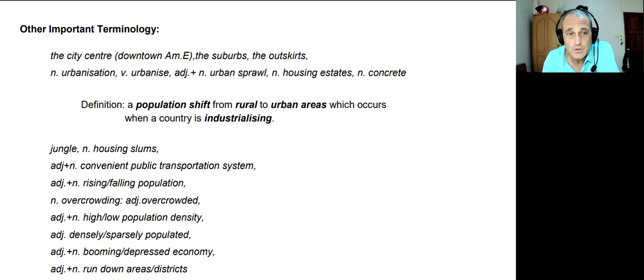Other important terminology. Remember, one thing to do when you've been asked a question on a particular topic is define the topic or define some of the important terminology for your reader or for your listener. So, for example, urbanization is when the rural population migrate to the urban centers, and that's usually for work and often for education opportunities as well. So when people go to university, they'll be going to a big city because that's where many of the big universities are.